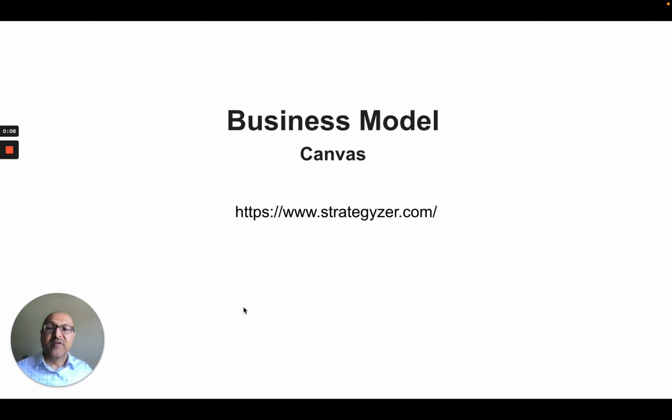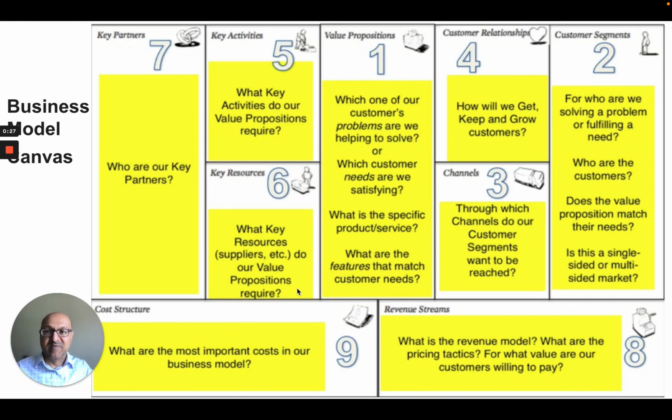The one I prefer can be obtained at the website link listed, strategizer.com. The reason I like this particular version, although you can use any version, is that it actually shows you the sequence and how to think about the steps for the business model canvas. So here it is. It's 9 boxes.